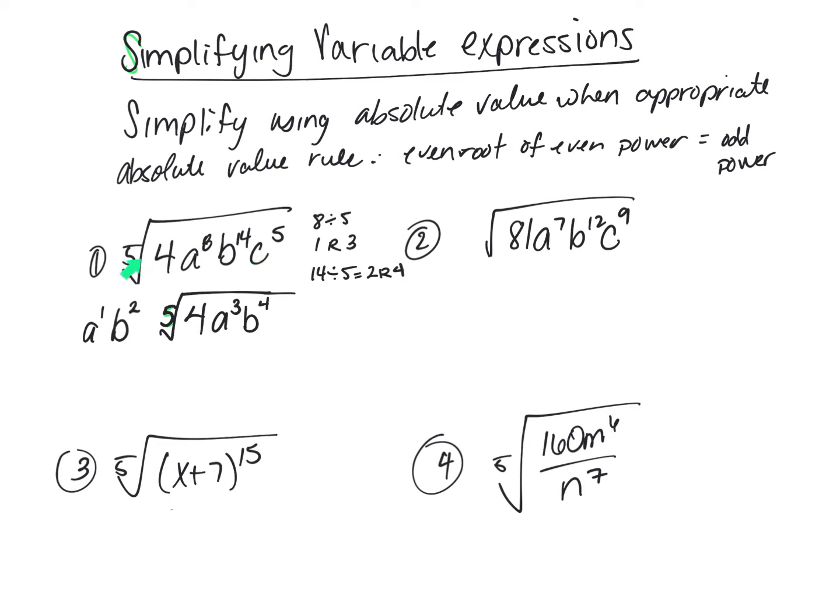And then I do c to the 5th. Fifth root of c to the 5th is just c. Wait. So you're putting your remainder in the radical? Yes, the remainder goes in the radical as the exponent, and however many times it goes in evenly goes outside the radical. 14 divided by 5 is 2, goes in 2, 10. 10 minus 14 is 4.